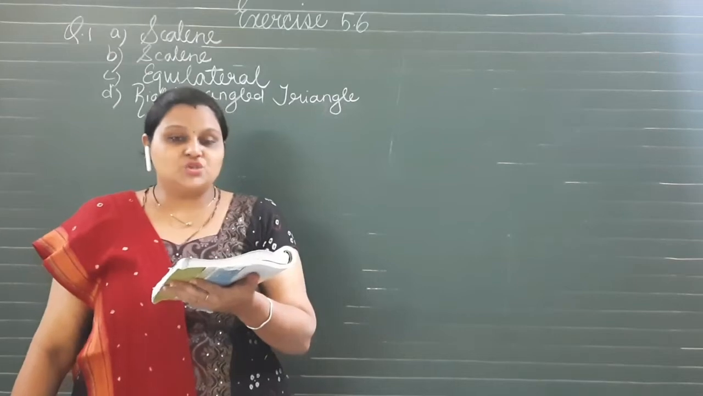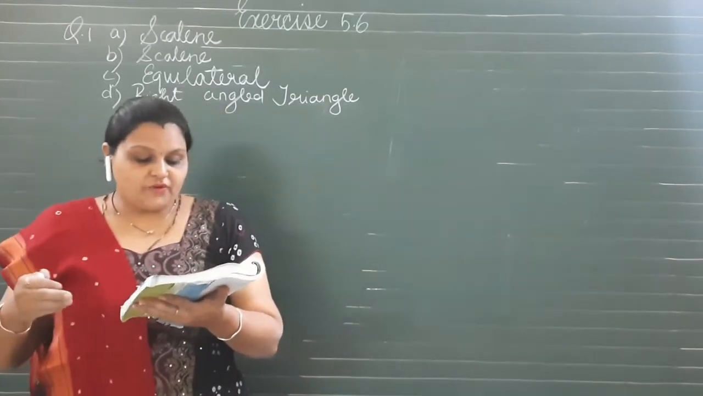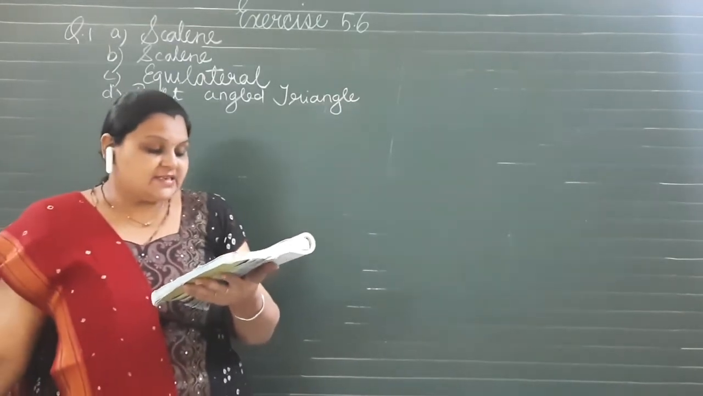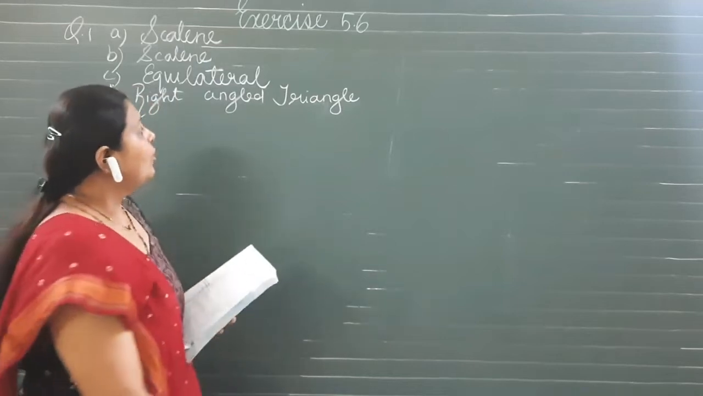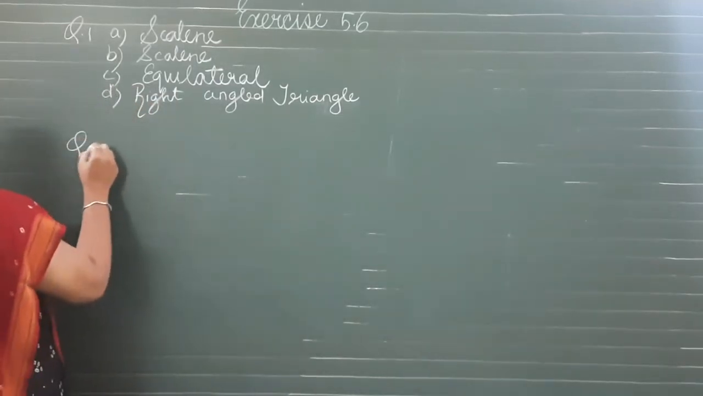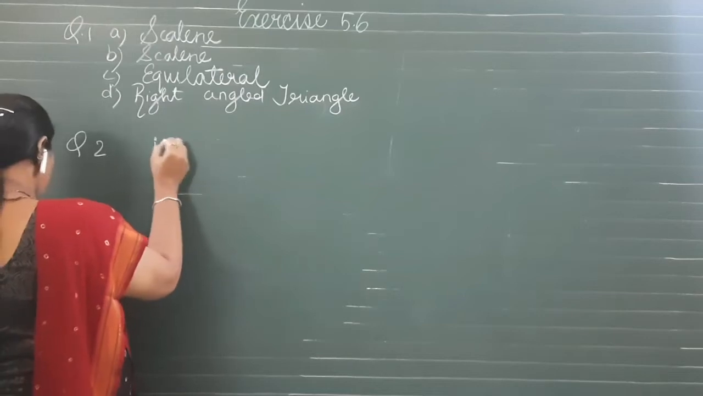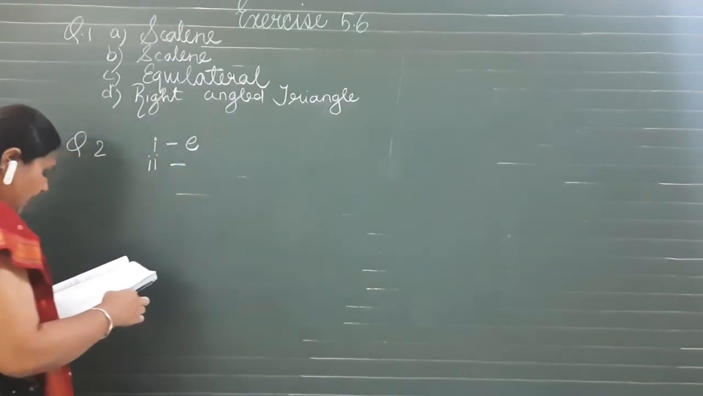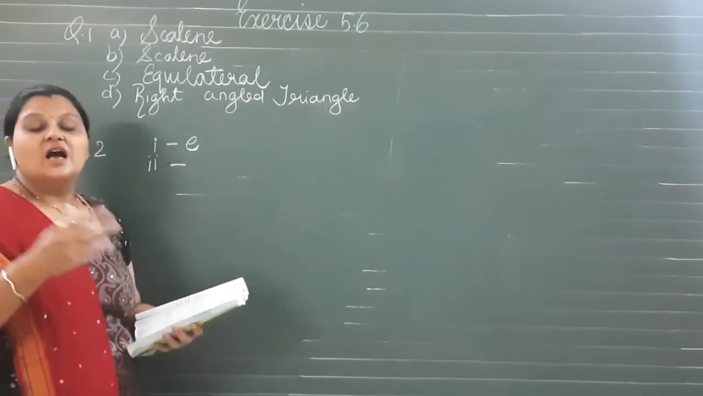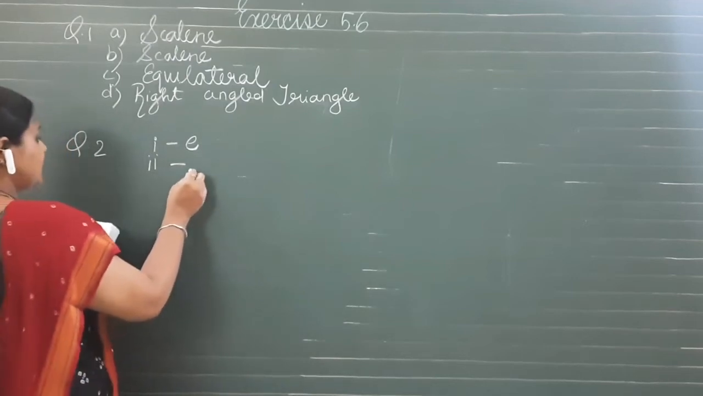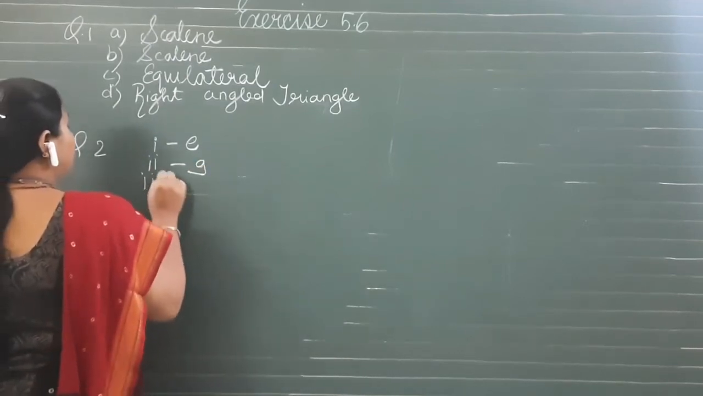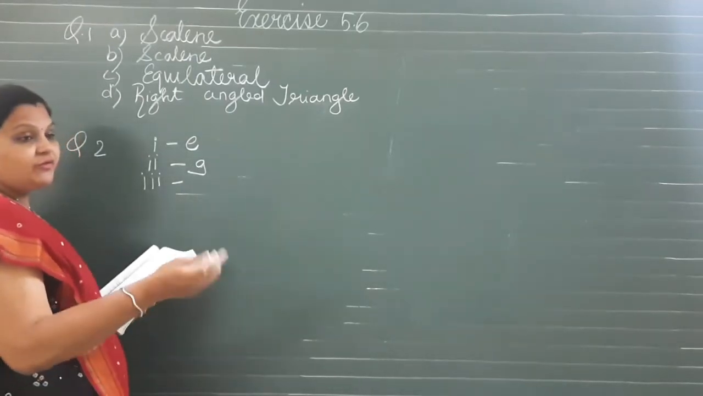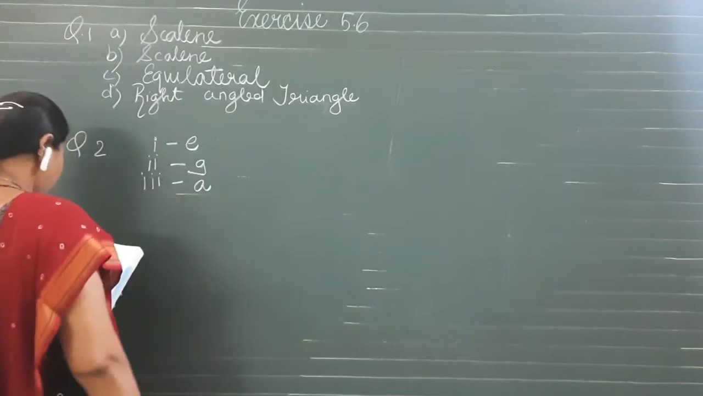Question number 2. Match the following. Here the measure of the triangle is given and the type of triangle is given on the other side. First, 3 sides of equal length. We know equal length means it is equilateral. So for 1 it is E. Second, 2 sides of equal length. Third one, all sides are of different length. Different length, scalene, option A.